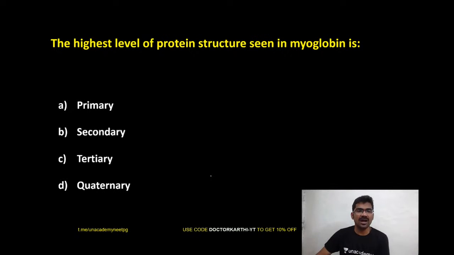With this, let's start the first question. There are 10 questions. The highest level of protein structure seen in myoglobin is: primary, secondary, tertiary, or quaternary? Tell me, which is the highest level?